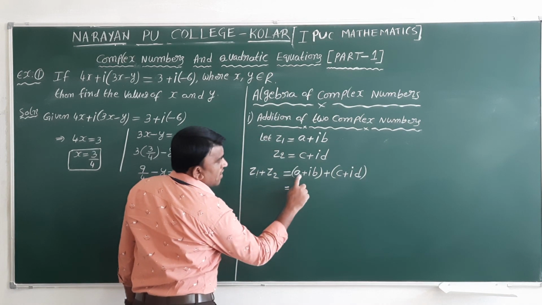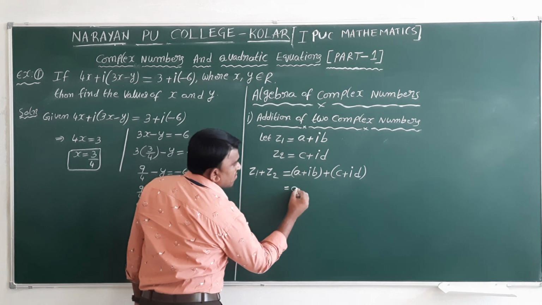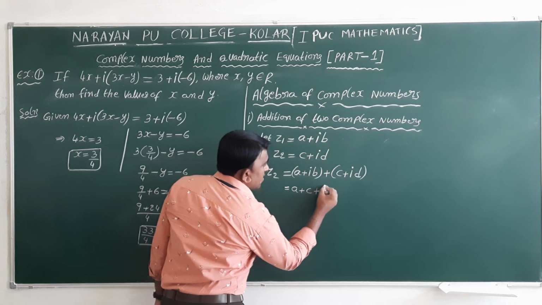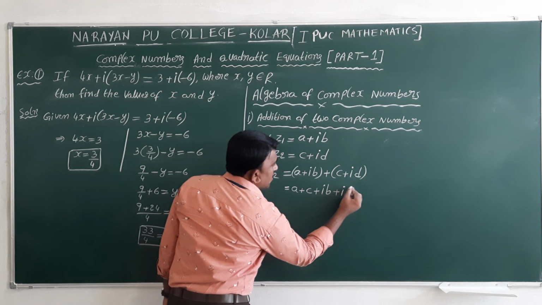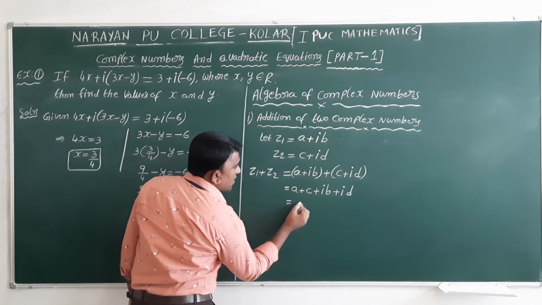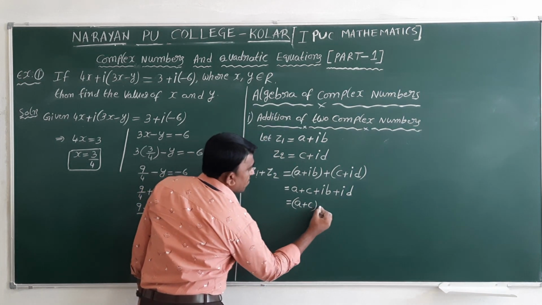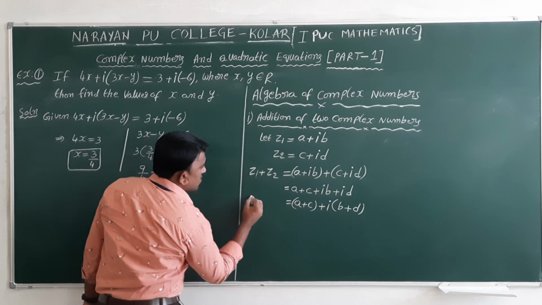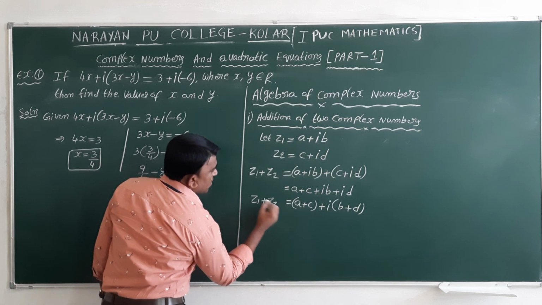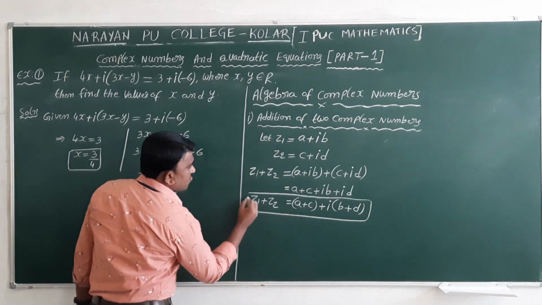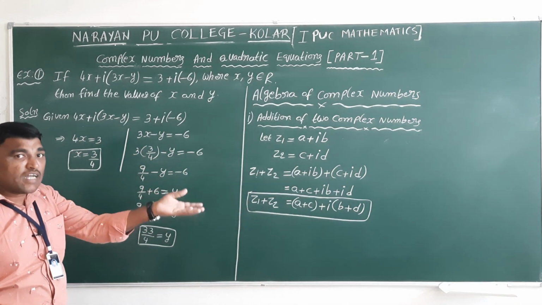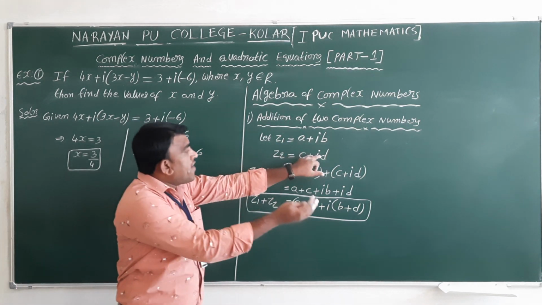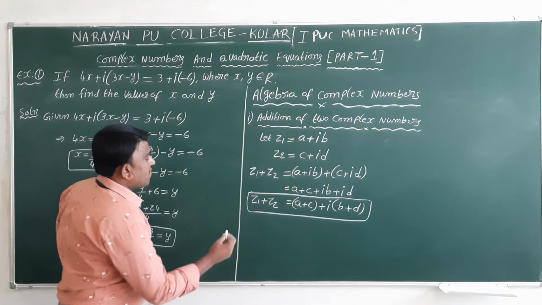First add the real parts, a + c, then the imaginary parts, ib + id. In these two, we can take i common: (a + c) + i(b + d). So this is the addition of two complex numbers. Simple thing: if you want to add two complex numbers, add the real parts, plus i times the sum of the imaginary parts.